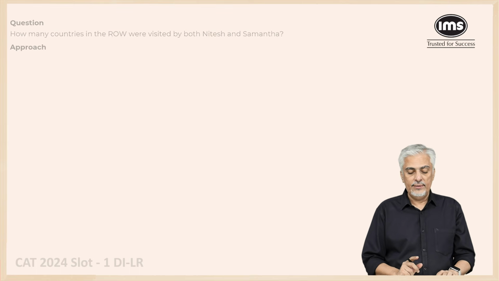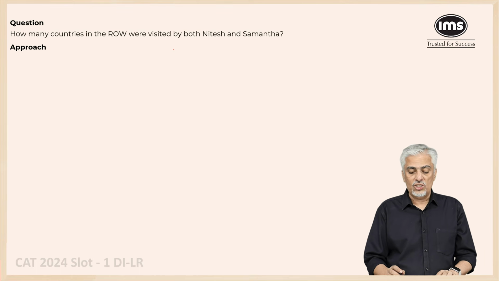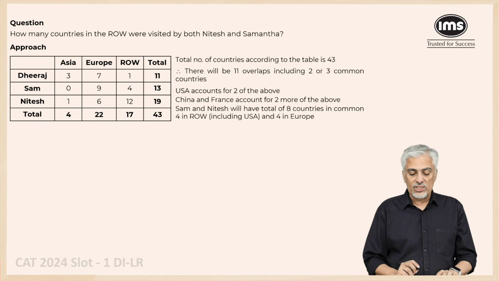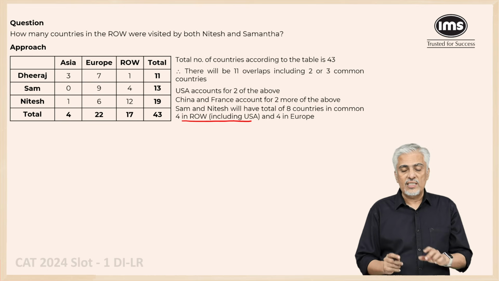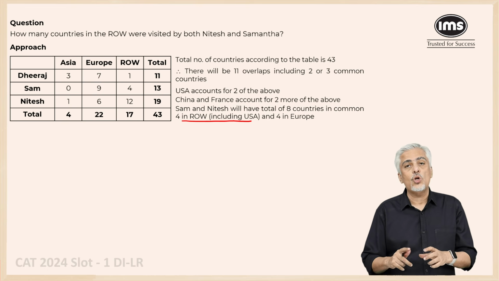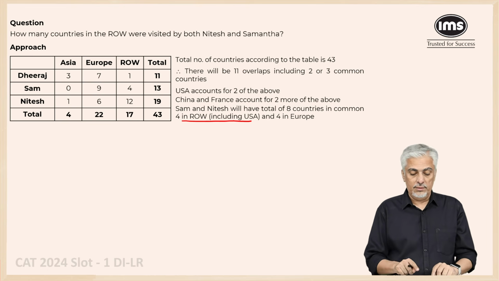Right? Let's go ahead. How many countries in the rest of the world were visited by both Nitesh and Samantha? Now, rest of the world, by both of them, we already have this answer. In rest of the world, there are 4 countries, including USA. Nowhere have we said that this should not include Dheeraj.